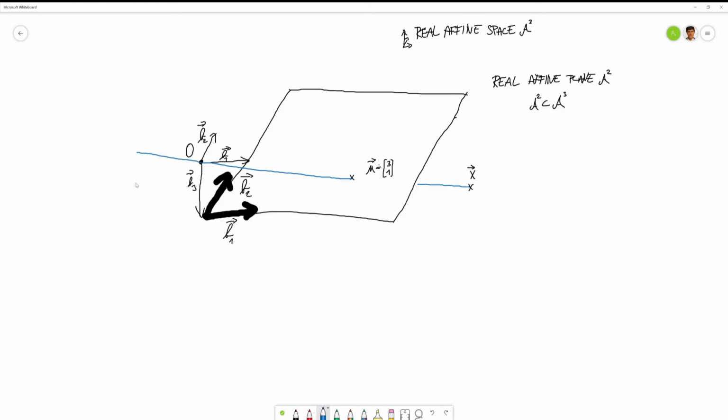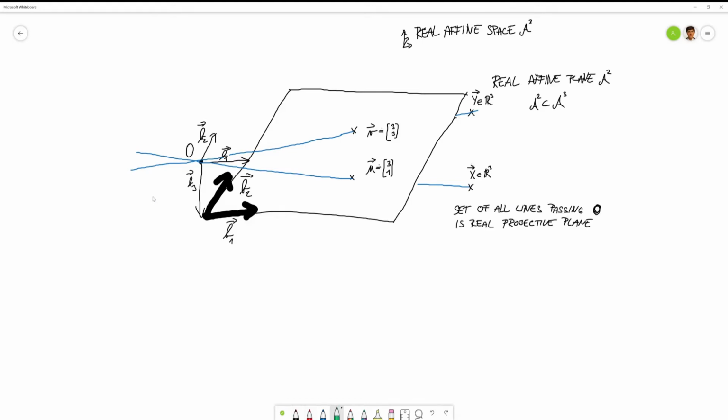Now we have lines like the blue one which represents the projection rays. Let's draw one more line from point Y to the origin, representing a projection ray for this Y point. Note that X and Y are points in three-dimensional real affine space, so they can be represented as a three-dimensional vector. The set of all lines which are passing through this origin is called the real projective plane.